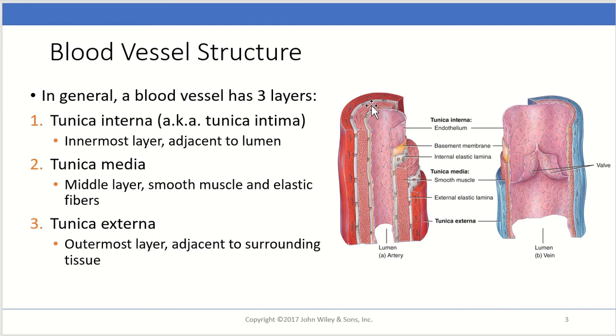Here we can see this layer. I'm showing you in the artery because it's much larger in the artery. It's easier to see. This Tunica Media is, like I said, our middle layer, and it's going to be made up of smooth muscle as well as elastic fibers. And then our outermost layer is going to be the Tunica Externa, and this is the layer that's going to be adjacent to most of that surrounding tissue.